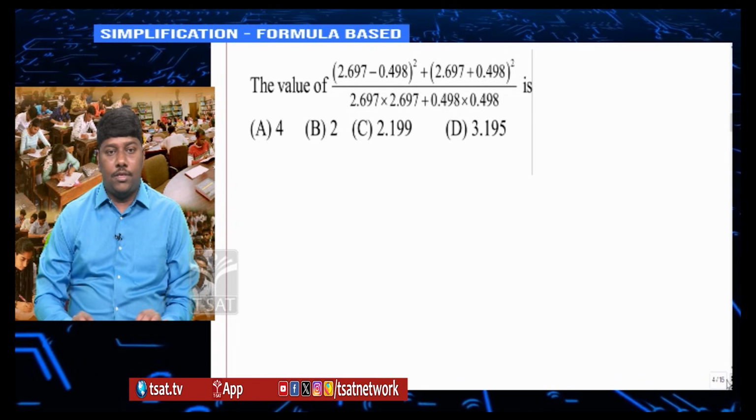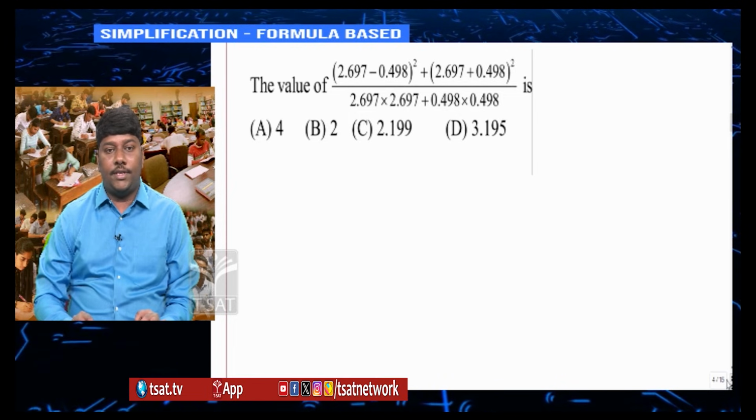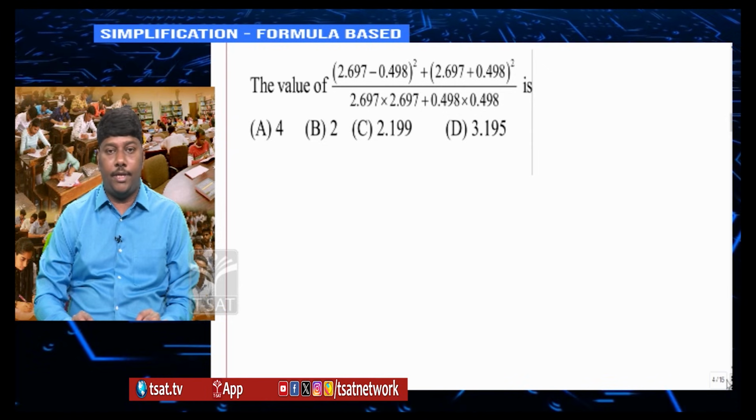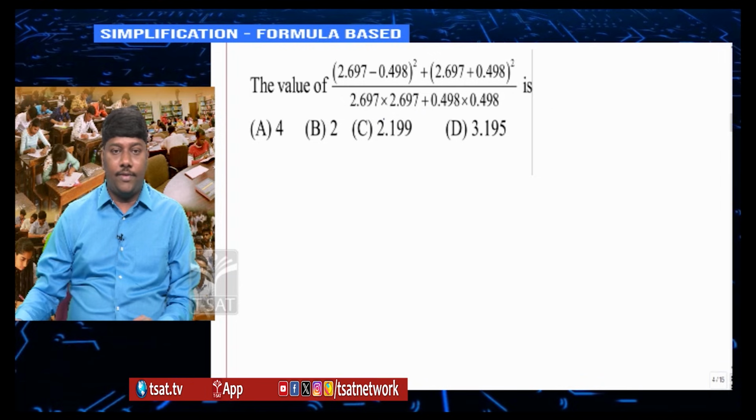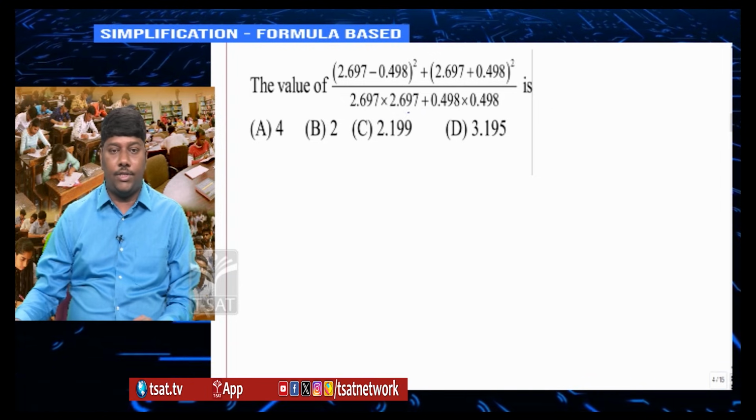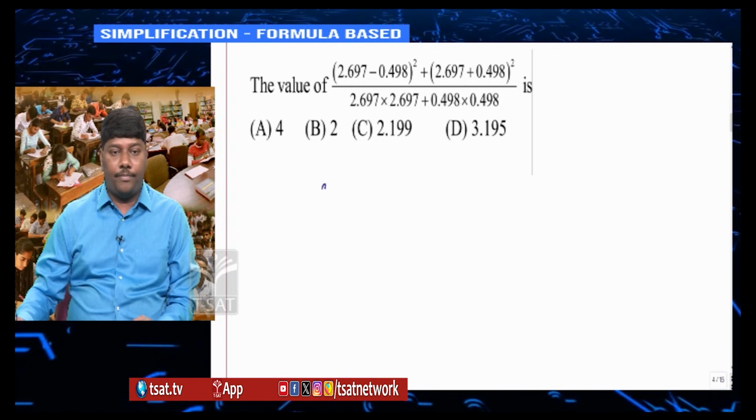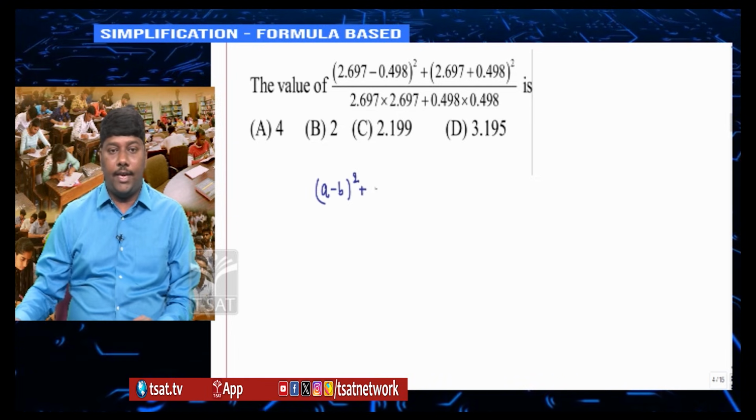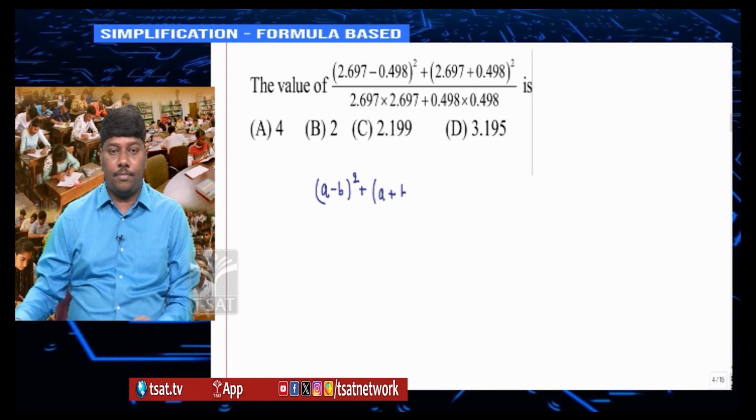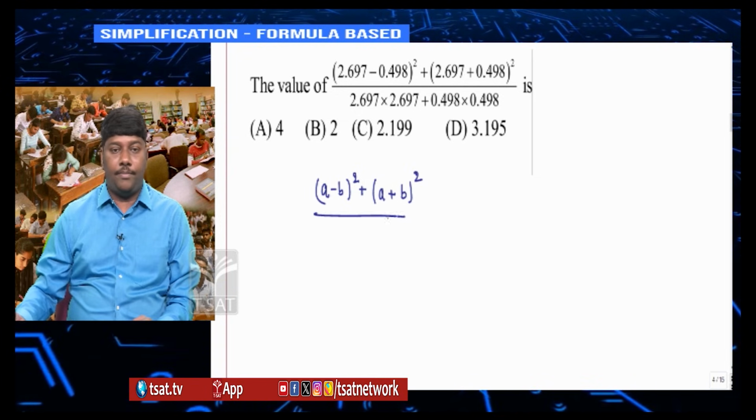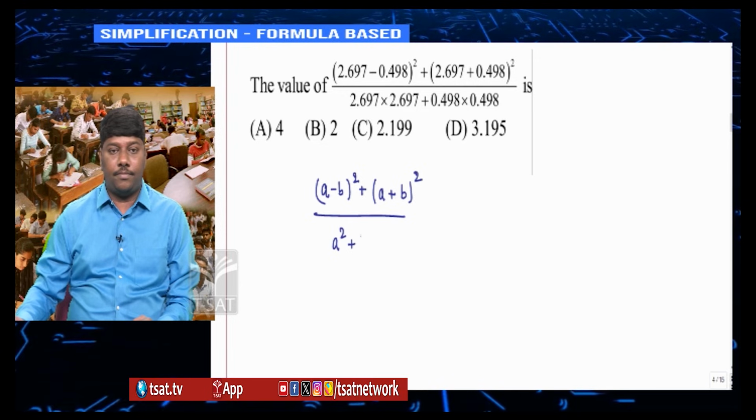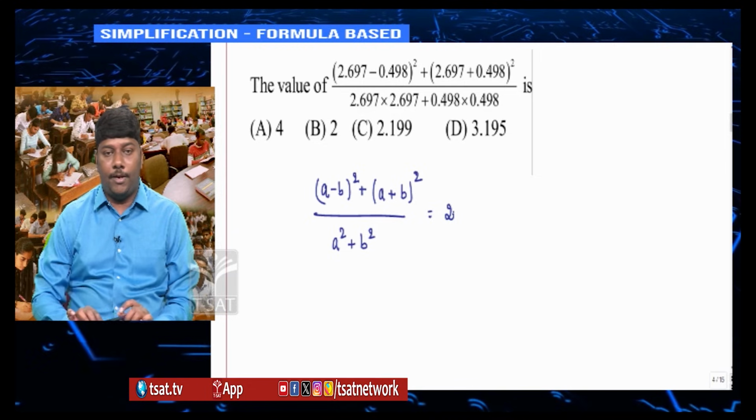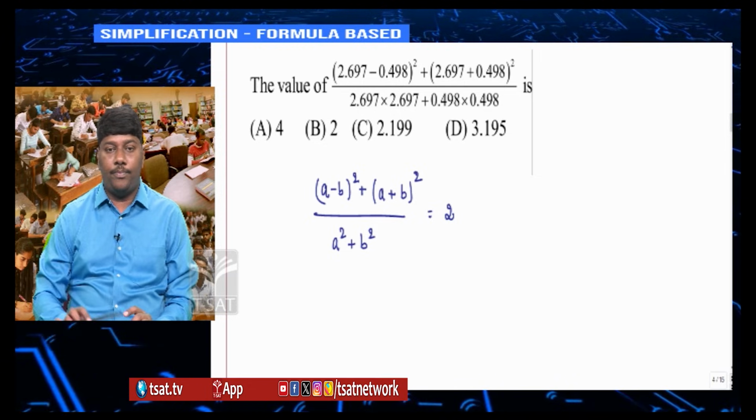Now look at this question. It is (2.697 − 0.498)² + (2.697 + 0.498)² divided by (2.697)² + (0.498)². It is like (a−b)² + (a+b)² divided by a² + b², which is equal to, we know, 2. We have already discussed this formula in the previous class. The result is 2. But what is a here?